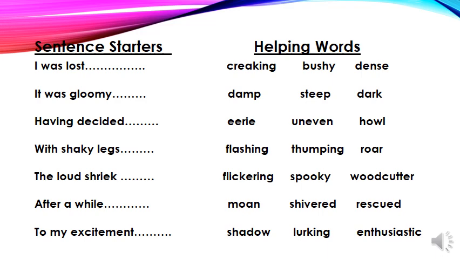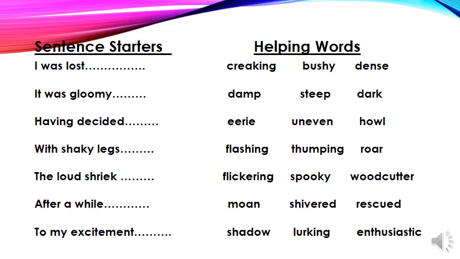Now come to the next helping word, damp. Damp is a little wet. Steep. Steep is inclined. Like the cliffs are steep, the hills are steep, the mountains are steep. So you can use this word as you can see cliffs in a jungle. Dark. Yes, a jungle is dark. Which is the next word? Eerie. So eerie is strange and frightening. Yes, a jungle is frightening.